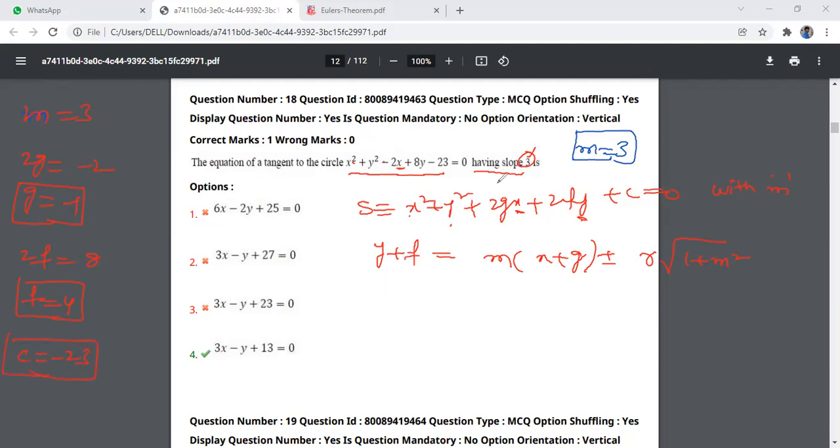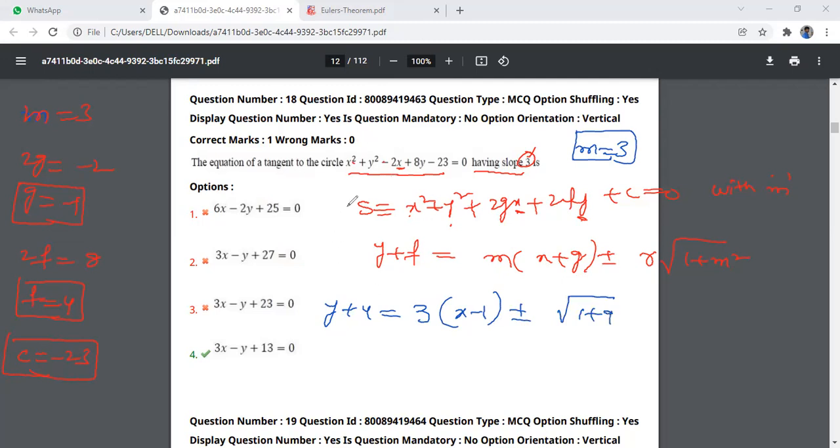Substitute here. y plus f means y plus 4 is equal to m, which is 3, as they said in the question, times x plus g, how much? g is minus 1, so x minus 1, plus or minus r. r we have to find. Okay, let's substitute, r we will find later. 1 plus 3 square means 9.